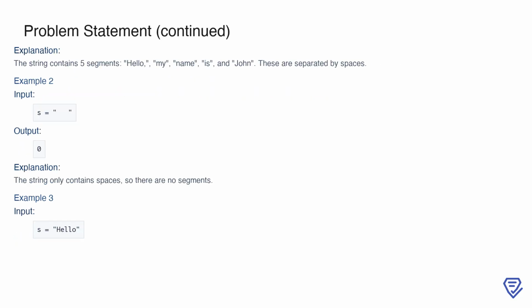In the previous example, the string had clear segments separated by spaces, but let's consider a different input. If the string consists only of spaces, then there are no segments present. The output here would be 0, as there are no contiguous sequences of non-space characters. On the other hand, if the string is simply "hello," with no spaces, the entire string is one segment. In this case, the output is 1 because "hello" is the only contiguous sequence of non-space characters.